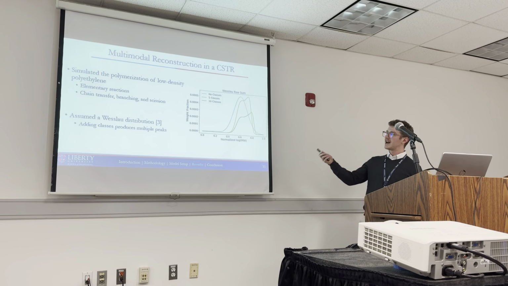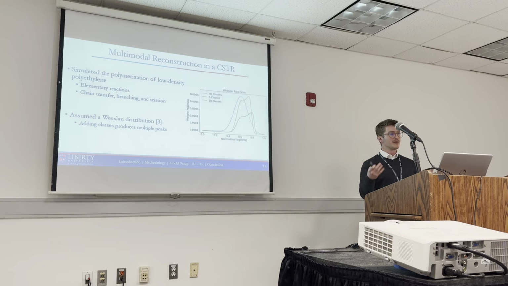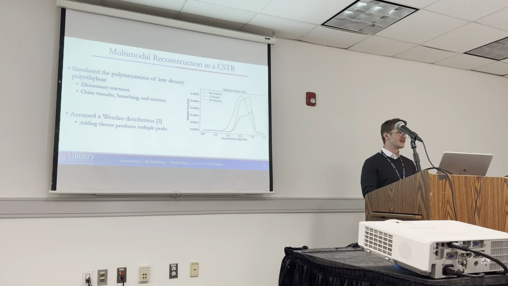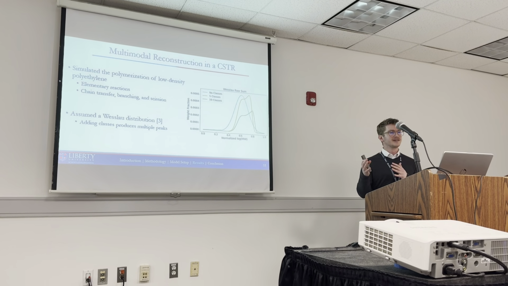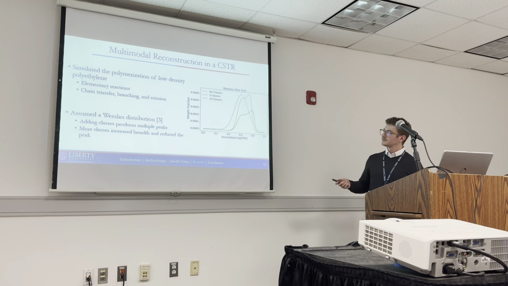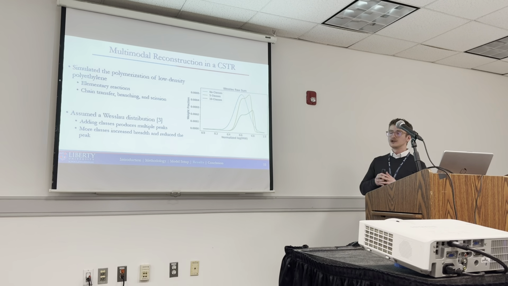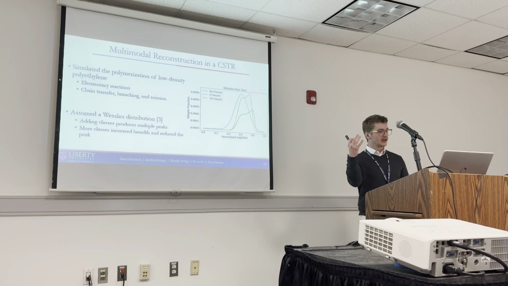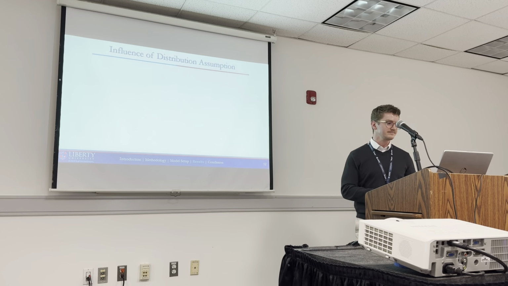And we see that adding these classes did produce a bimodal distribution, which is the whole purpose of this, but it doesn't exactly look like the shoulder of industrial polymers that we're looking for. And adding more classes increased the breadth of the distribution and lowered those peaks necessarily.